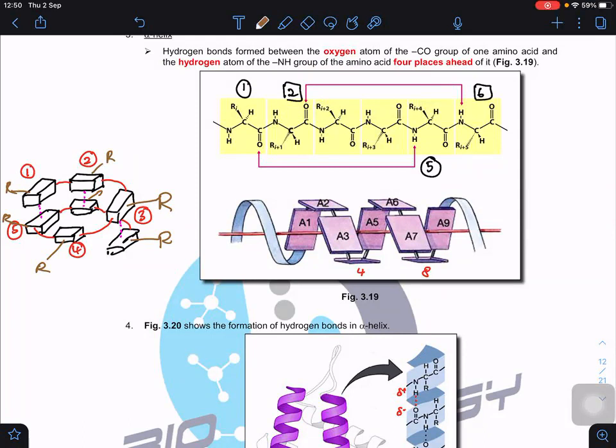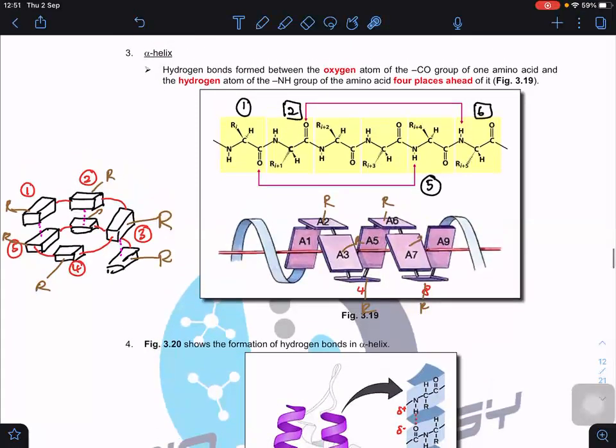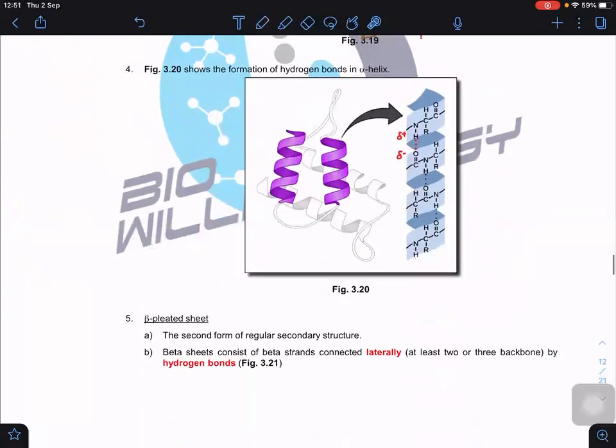So you can see that. Where's the R group? The R group will be here, projected sideways. R groups, R groups. So this is how the alpha helix is actually formed. You can see that's the alpha helix. So the R groups are projected sideways, but the R groups can interact later.